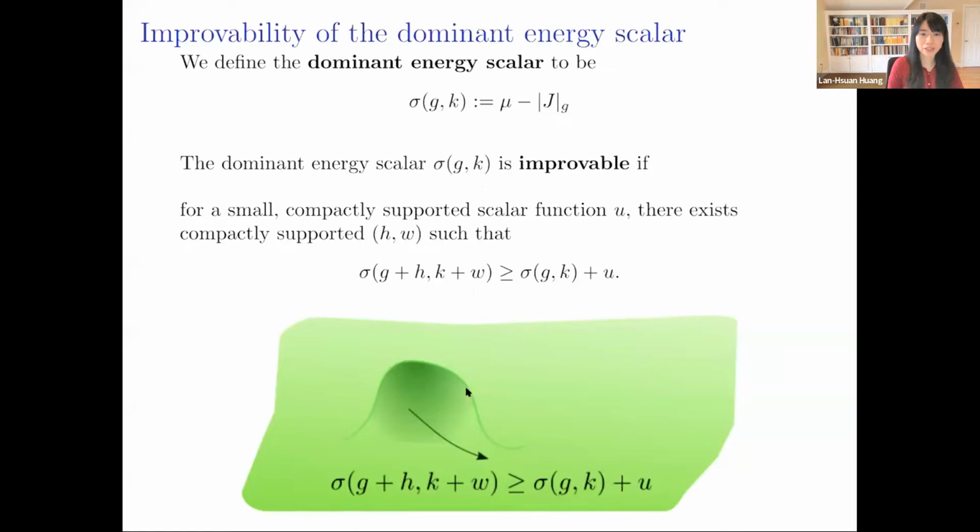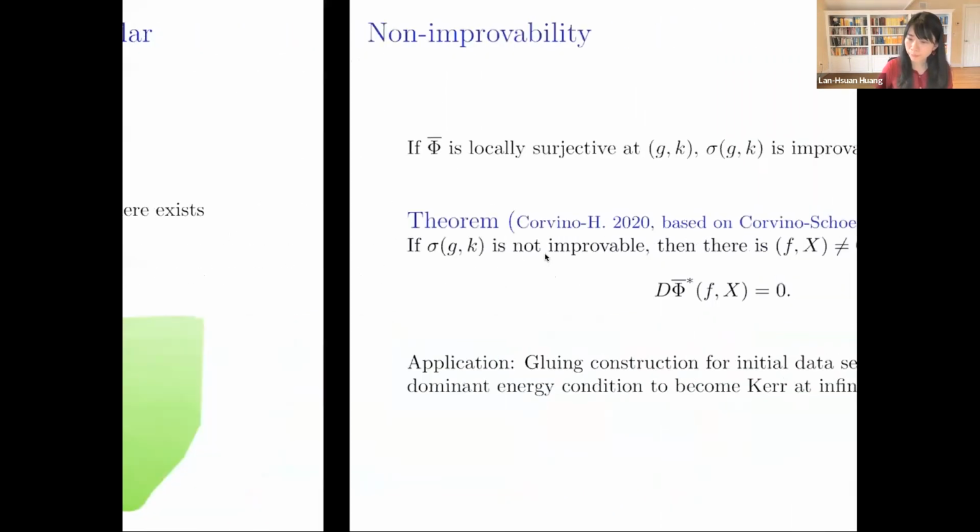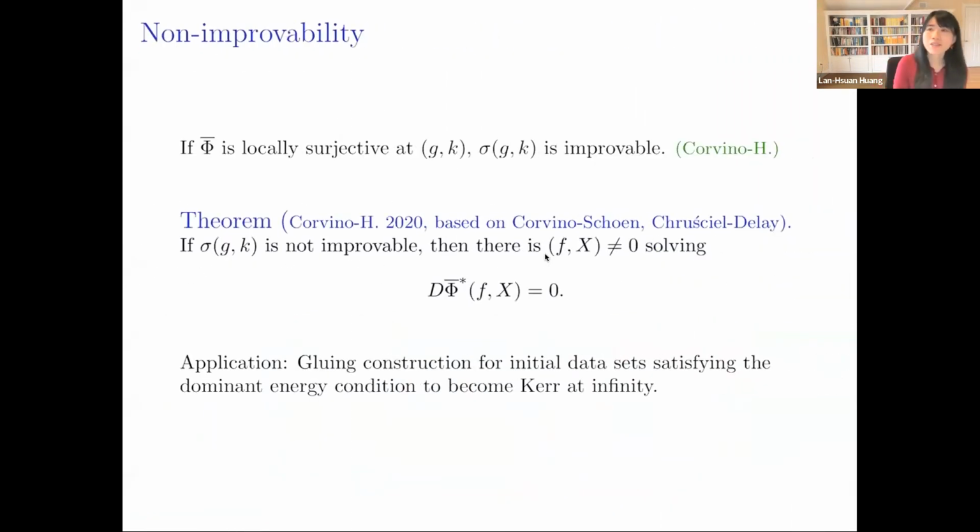So that is illustrated in this picture: we can bump up the dominant energy scalar. In particular, if this is already non-negative, so that G, K has the dominant energy condition, you probably want to make U positive in the region where you want it to be strictly positive, and it tells you that you can find nearby initial data which is strictly positive there. So we define improvability, but what we'll use most often is non-improvability, because non-improvability helps us characterize the initial data set.